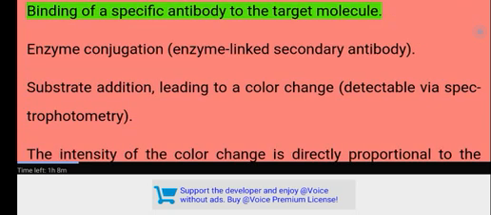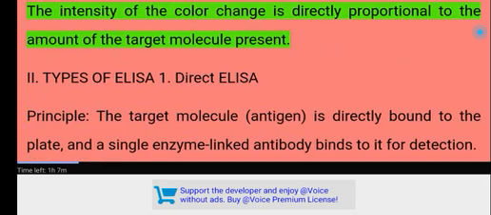Binding of a specific antibody to the target molecule. Enzyme conjugation, enzyme-linked secondary antibody. Substrate addition, leading to a color change detectable via spectrophotometry. The intensity of the color change is directly proportional to the amount of the target molecule present.